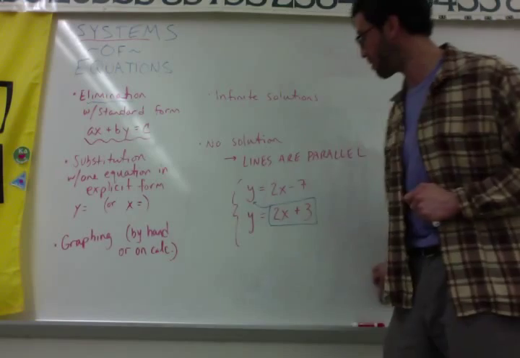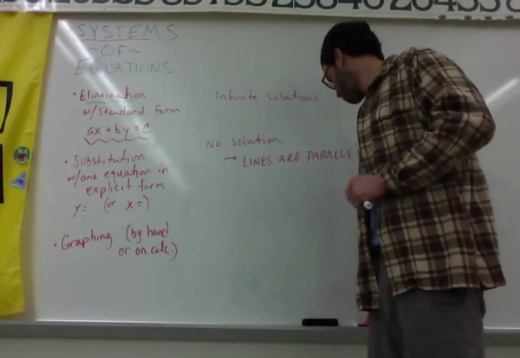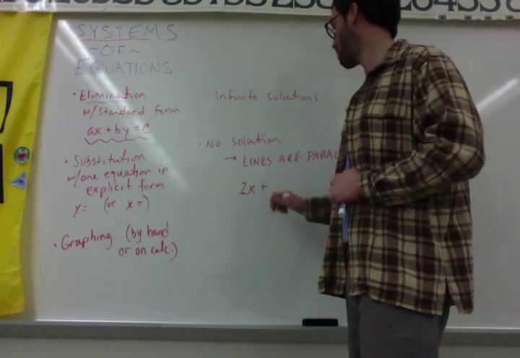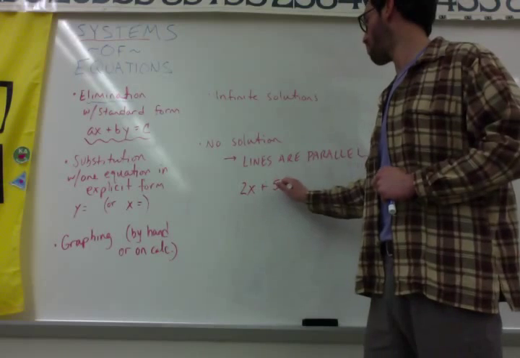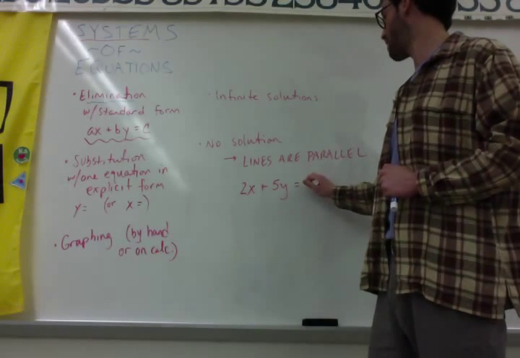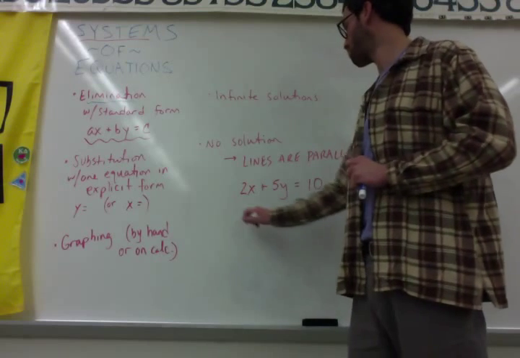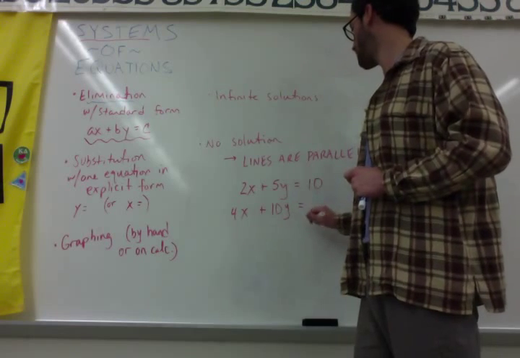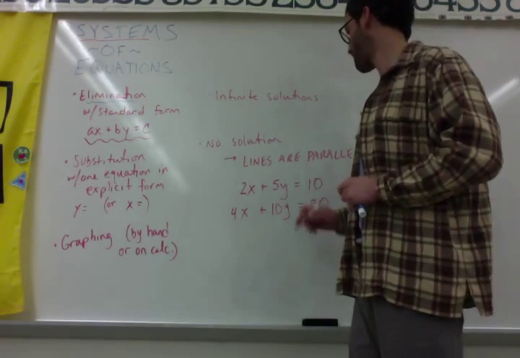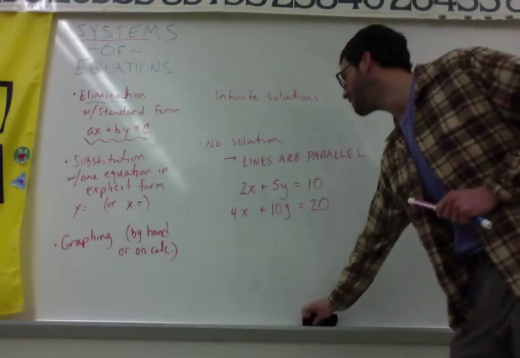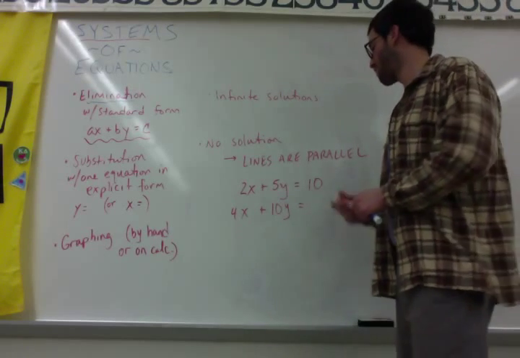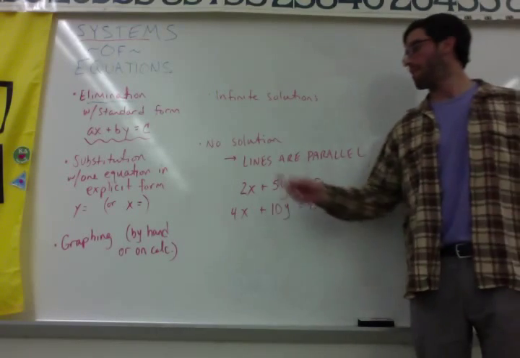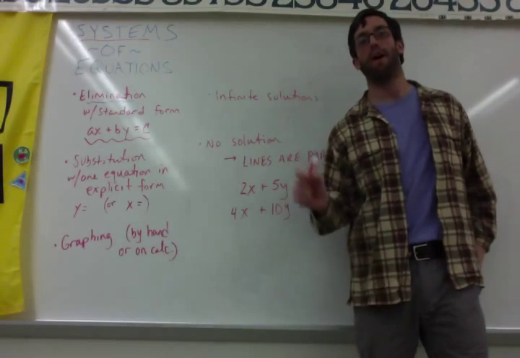Let's do one more quick one with no solution. Let me give you one that's not so obvious. We'll do one in standard form: 2x plus 5y equals 10. And then let's say 4x plus 10y equals, no, that's not going to work. Sorry. Equals 40. That'll work. Okay, so here it might not be as obvious. The other ones were clearly parallel lines, right?